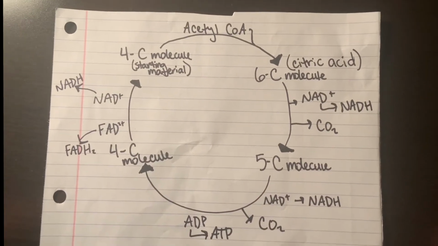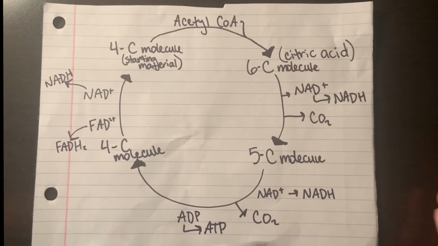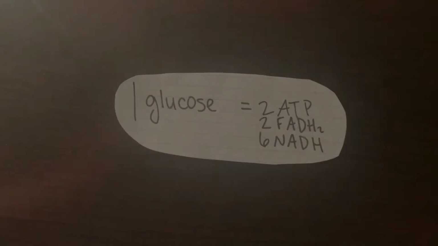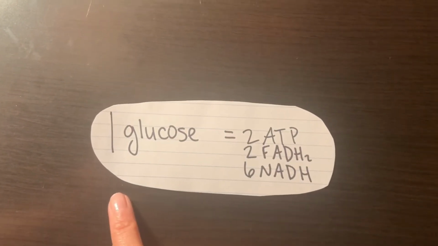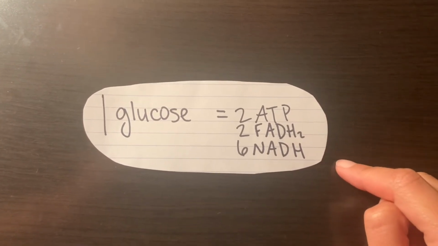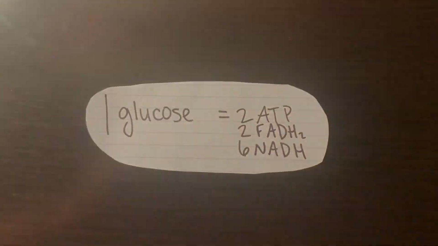So that's one turn of the Krebs cycle, and actually for 1 molecule of glucose, we'll be able to go through the Krebs cycle twice. So the products of the Krebs cycle per 1 glucose molecule will be 2 ATP, 2 FADH2, and 6 NADHs.